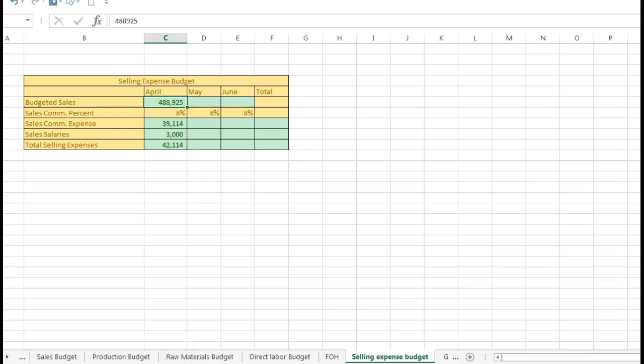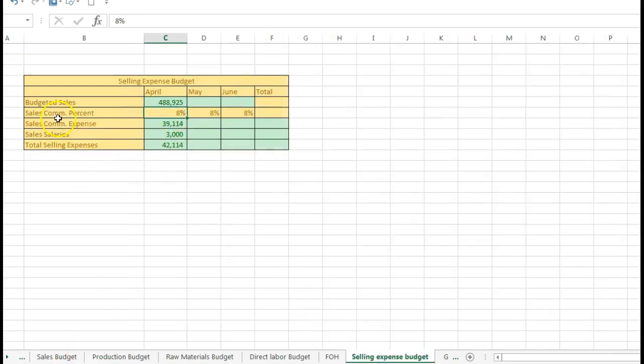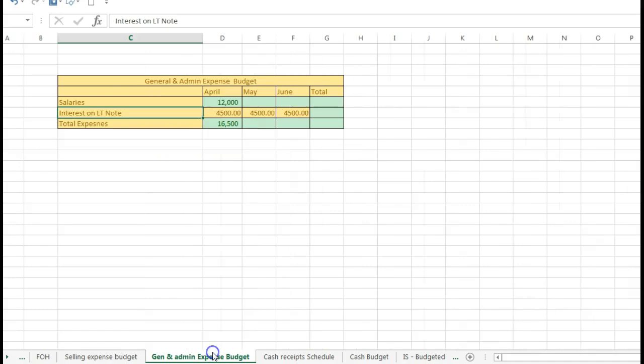Then we move on to the expenses, and we look at budgeted sales. Well, what did we say the budgeted sales was? $488,925. It's an 8% sales commission. So that means we're going to have that sales commission expense. They tell us the sales salaries, so our total selling expenses are $42,114. Again, whatever the budgeted sales were here, multiplying that out gives you the total selling expenses. So there you have a selling expense budget.